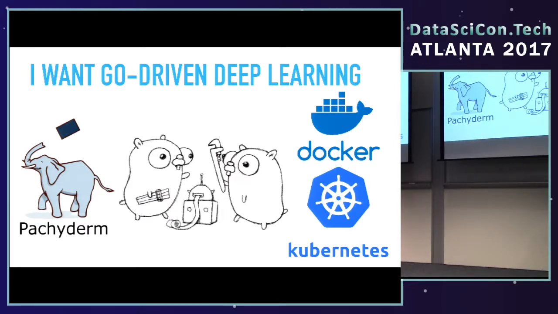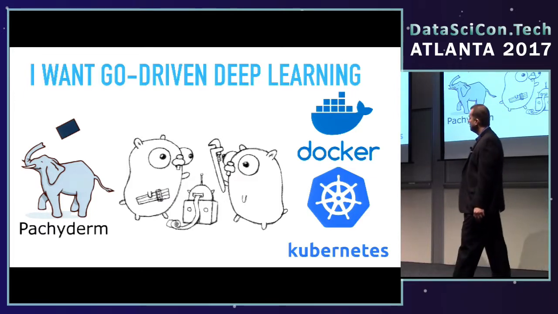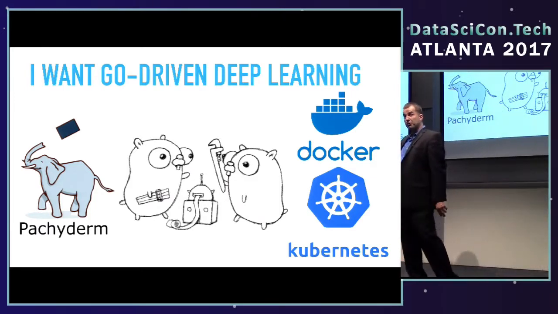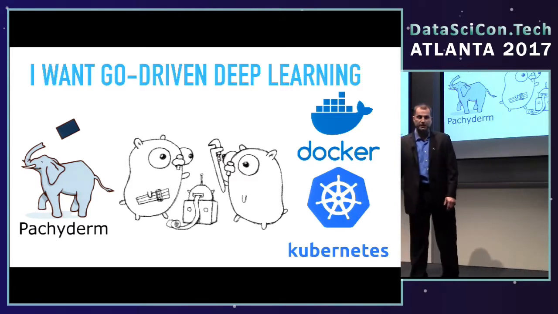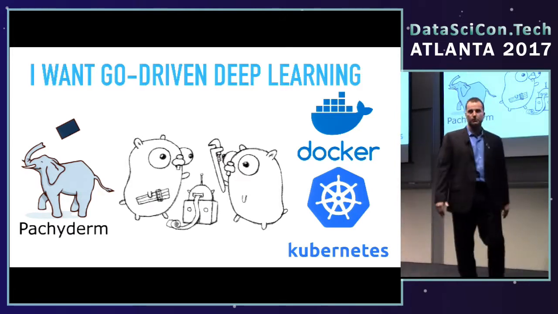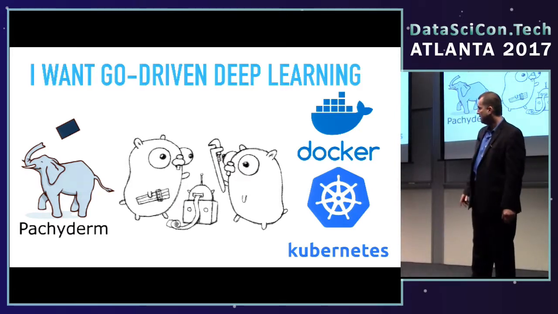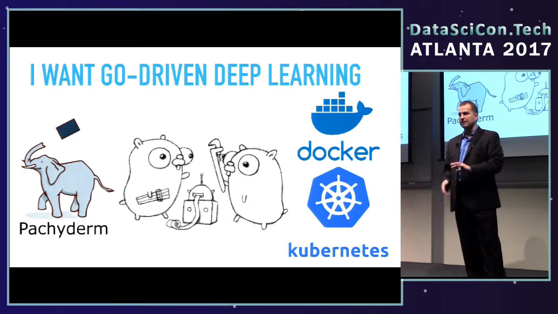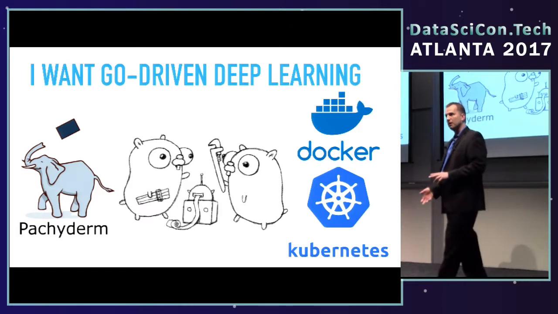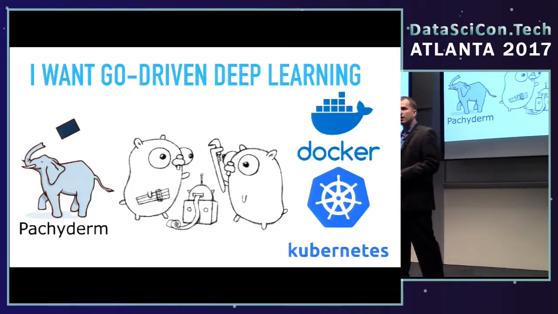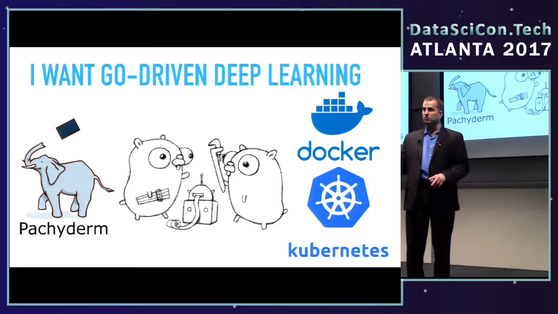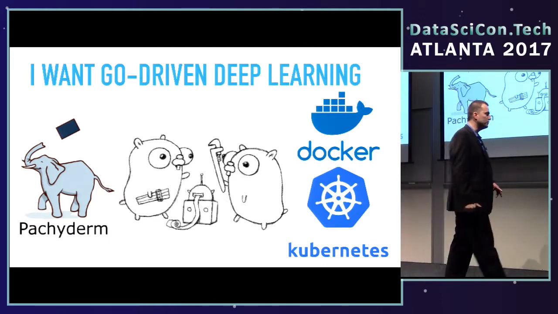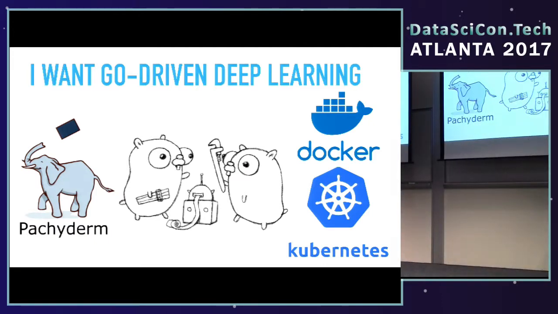That's what I want. We've got the gophers in the middle building stuff out. I use Docker, I use Kubernetes. Both of those are written in Go, by the way. Kubernetes is now kind of the market leader in orchestration for Docker containers. If you don't know Pachyderm, it's kind of like Git for data. A lot of the things you would do with source code in Git or GitHub, you can do with Pachyderm. It's written in Go, and it's a project the Go community likes.